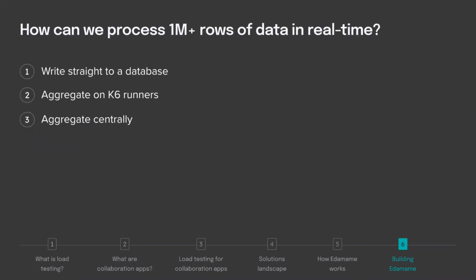So there are 3 ways that we explored in order to actually process these 1 million plus data points in real time. And I'm going to go through all 3 of them. So the first approach was just writing the raw data straight to a database. The second approach was aggregating on the K6 runners in order to reduce the data a little bit before sending it off. And the third approach was aggregating centrally, which meant sending all the data to a centralized server, aggregating on that server, and then writing to a database. So I'll walk through all 3 of these approaches.